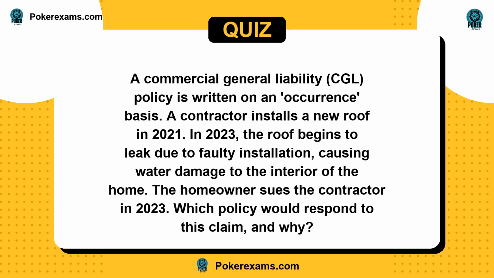Next question. A commercial general liability (CGL) policy is written on an occurrence basis. A contractor installs a new roof in 2021. In 2023, the roof begins to leak due to faulty installation, causing water damage to the interior of the home. The homeowner sues the contractor in 2023. Which policy would respond to this claim and why?